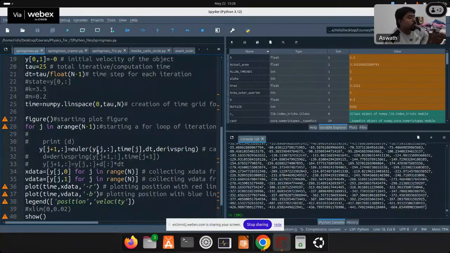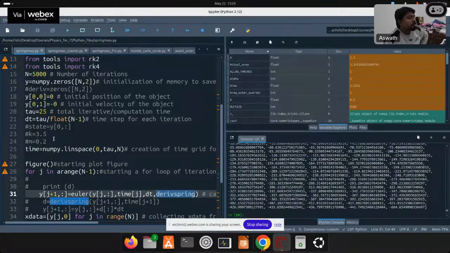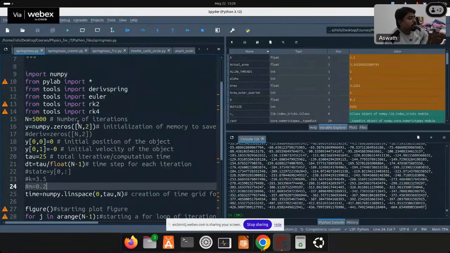Let's say I know the y value initially. The first argument is time, and the initial value is given. I'll multiply the step size by the derivative function, where I substitute the y value and t value into it. The derivative function is called derived spring, so I will call derived spring from my tools.